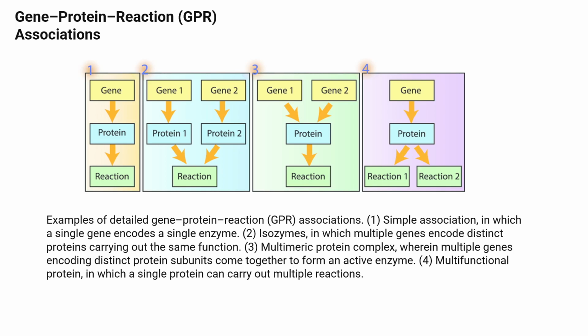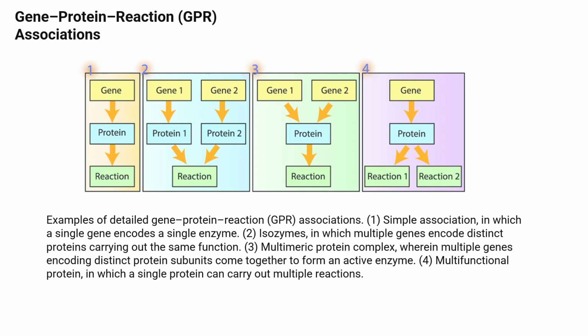Another variety of these gene protein reaction associations is in panel number 3. These are known as multimeric protein complexes, where multiple genes encode distinct protein subunits that come together and form an active enzyme. So, a little bit of biochemistry refresher.